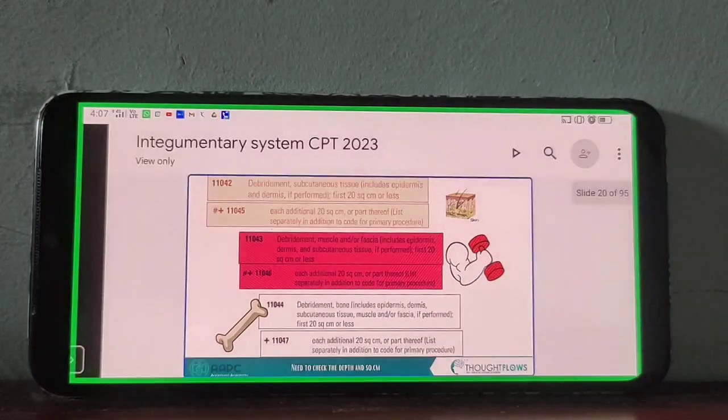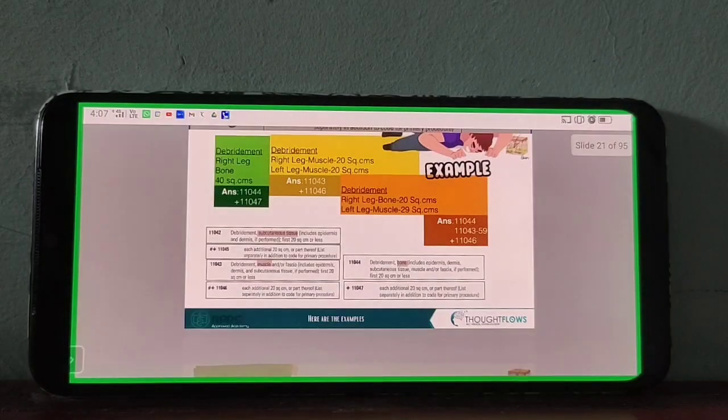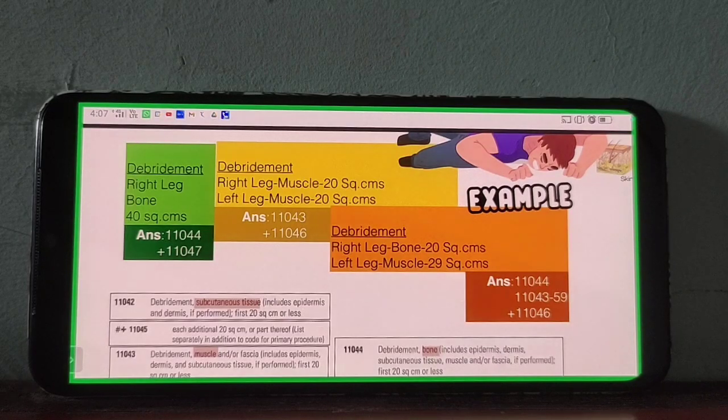Now here we have some examples. Answers are also here. Debridement, leg. First, see the first example. Bone, 40 square centimeter. What is the depth? Bone depth. Here 40 square centimeter mentions the cleaning surface. How can we split that 40? 20 plus 20. So for first 20, 11044. Then remaining only 20 present, so 11047.